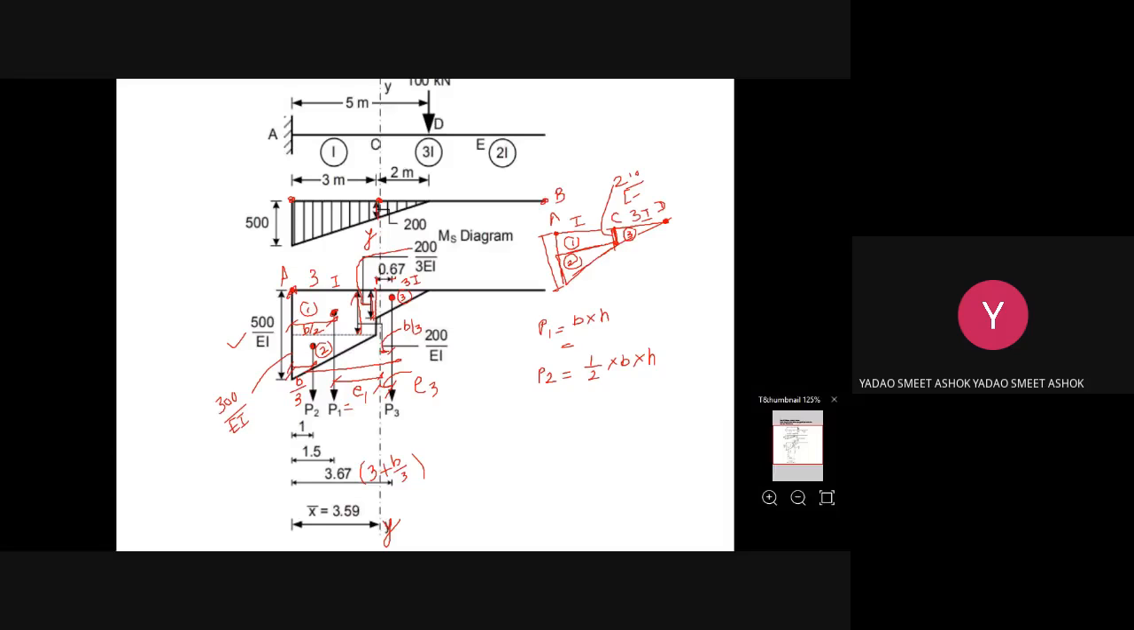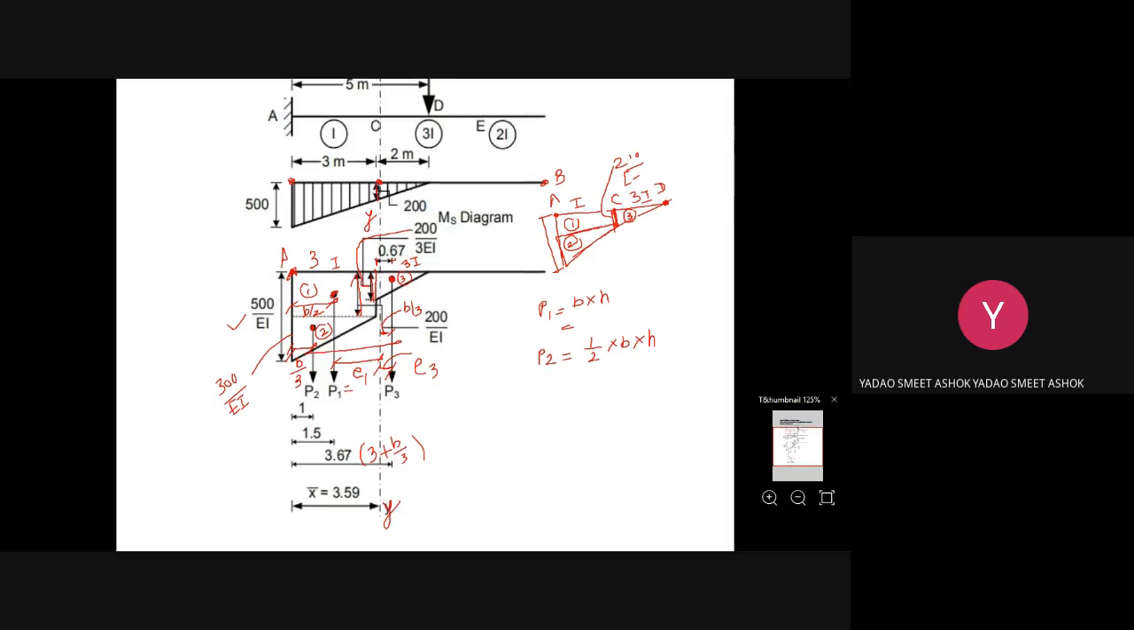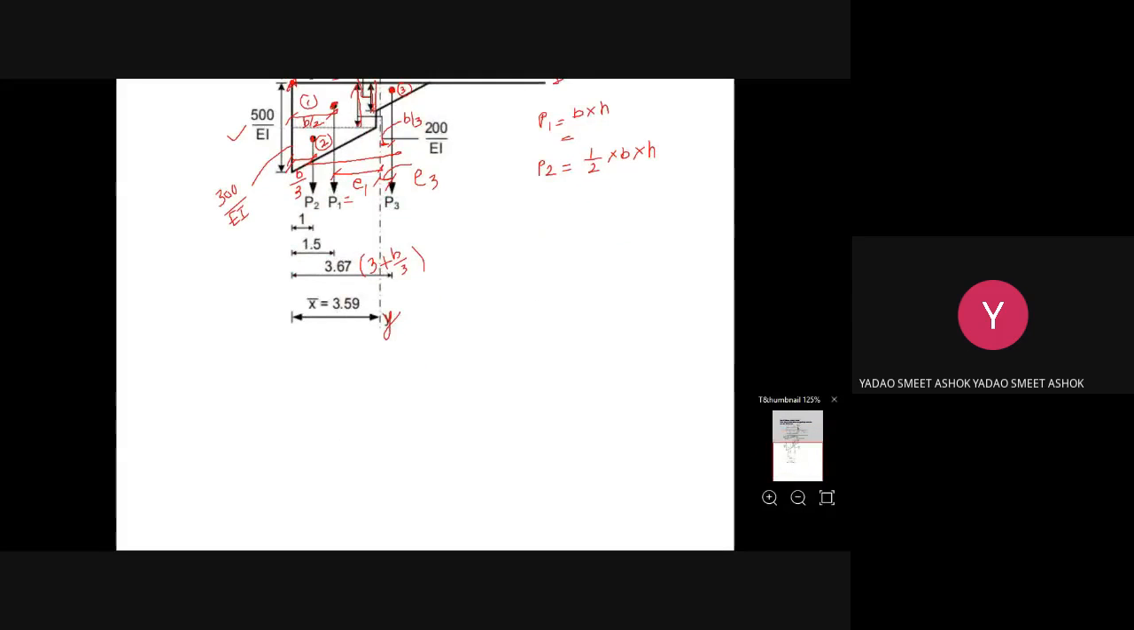The location of P3 is 3.67 from A, from here to here b by 3 plus 3, that means 3 plus b by 3 gives 3.67. So the eccentricity E3 for this P3 will be equal to 3.67 minus 3.59. You will get this distance, that is 0.08. As P3 is located to the right of the y axis, the value of E3 will be plus, and as E1 and E2 are located to the left of the y axis, E1 and E2 will be minus. This calculation is shown in the next step.